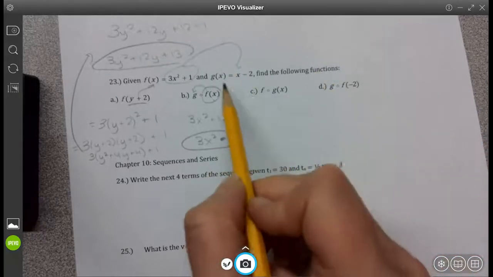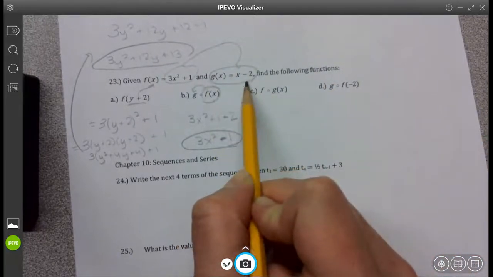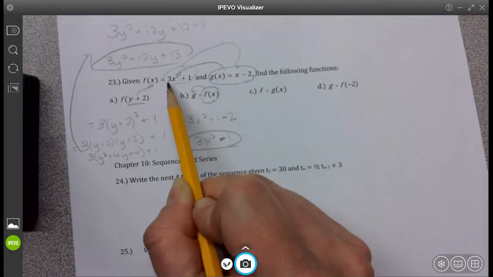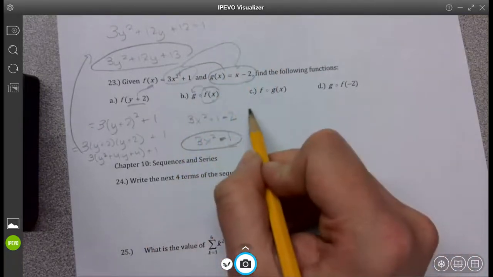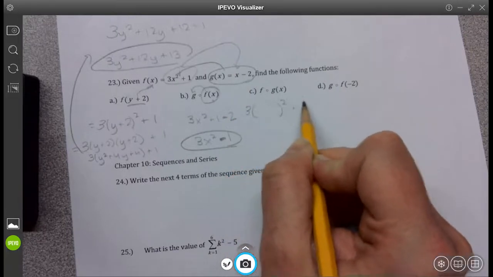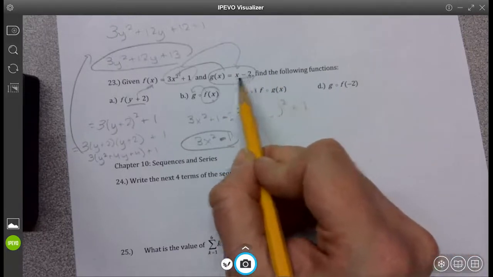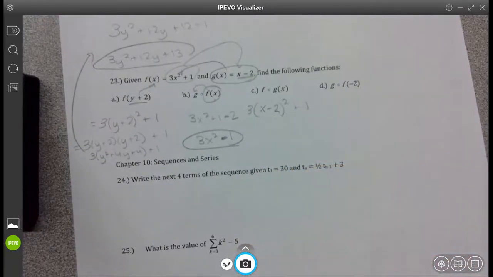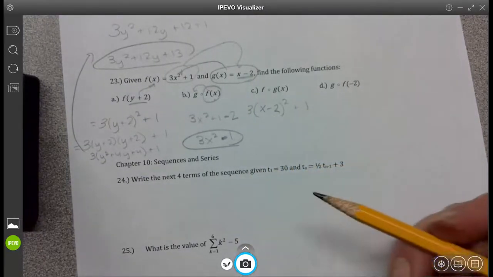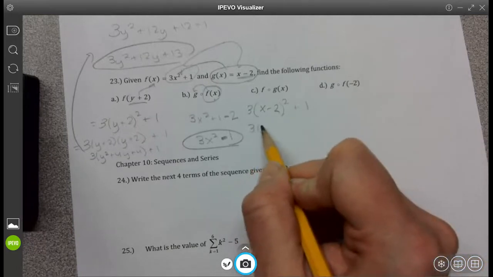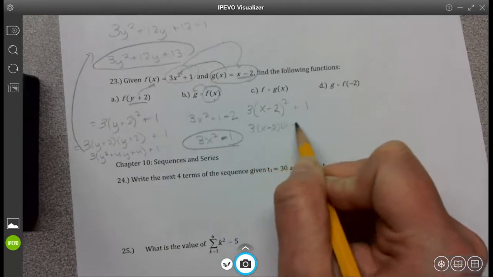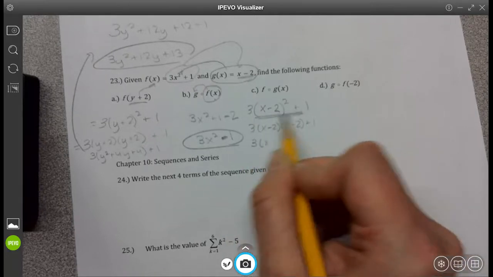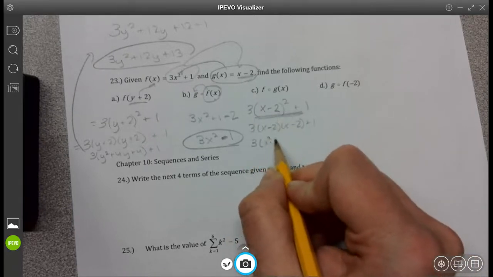This one, you're taking g of x and you're putting it in for x. So it's not 3x squared plus 1 anymore. It's 3 something squared plus 1. Well, what is it? X minus 2. Now you could keep x minus 2 in there, or you could just FOIL it. You don't have to, but it depends what your answer. If you don't have this answer on your test, then you have to FOIL it.